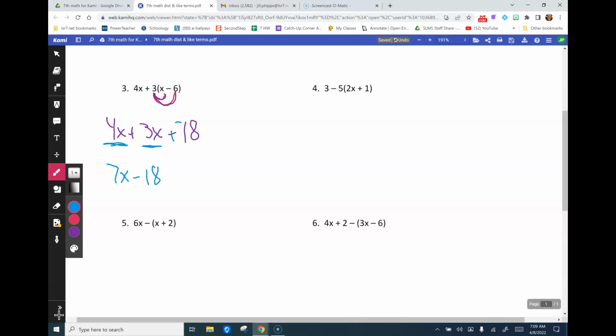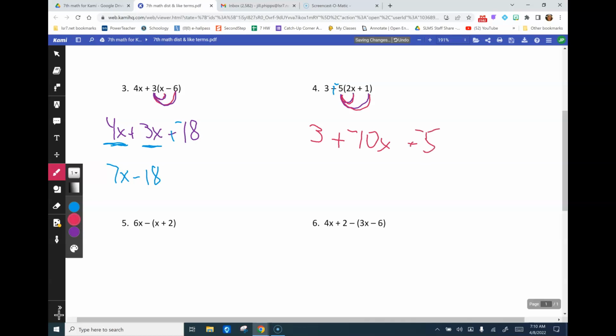Now look at number 4. We have a subtraction. It's really important that we do this. So we're going to cross the line and change the sign. Then the next thing we need to do is we need to distribute the negative 5 to both of these. Okay, so here we go. The 3 just comes down. Plus, what's negative 5 times 2x? Negative 10x. And what is negative 5 times 1? Negative 5.